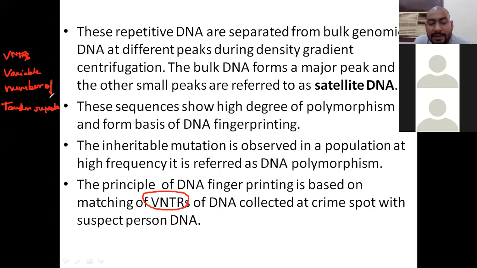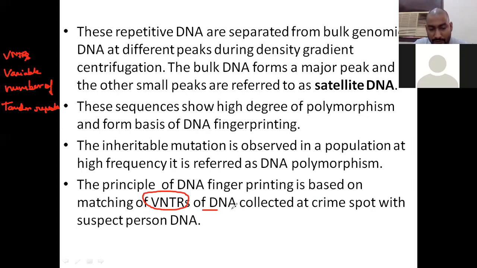Variable number of tandem repeats. It is the basic principle of DNA fingerprinting. Okay, and VNTR of DNA collected at the crime spot where the crime has happened. They will collect the VNTR. They will first isolate the DNA, then observe the VNTR.